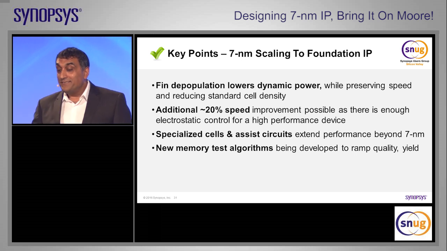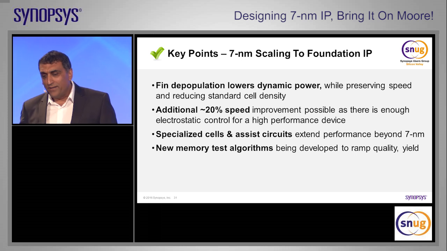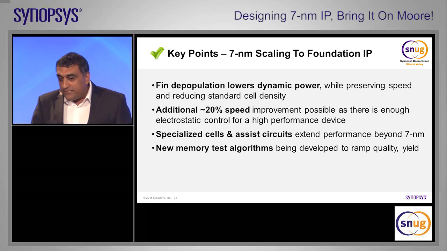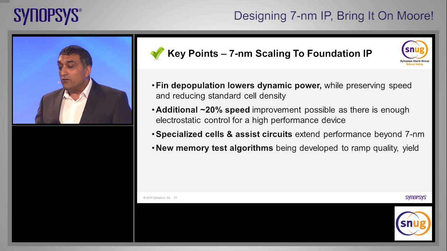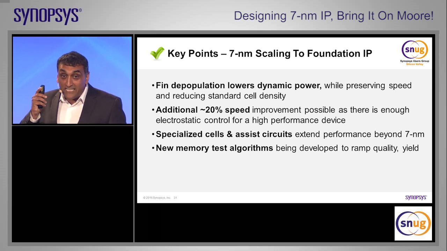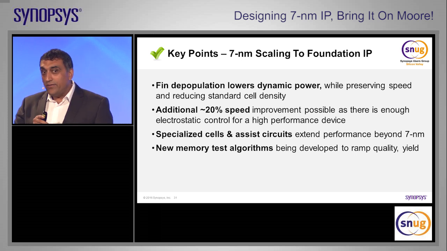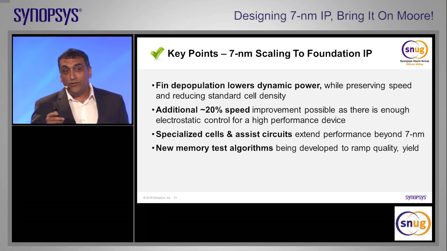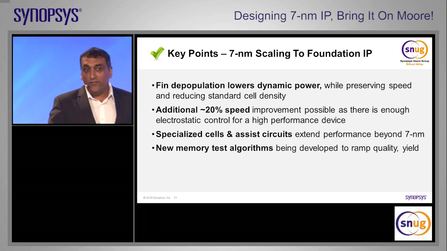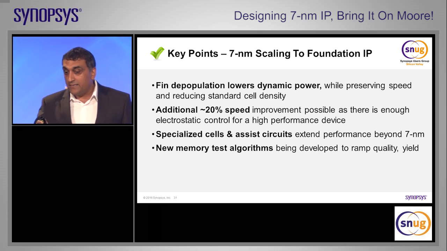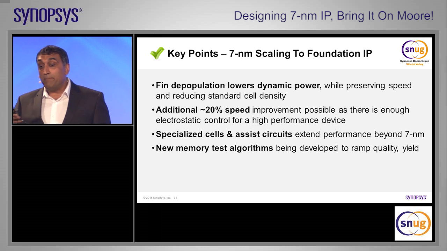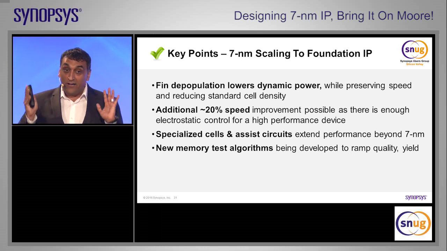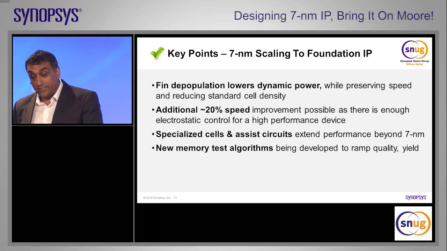You can get an additional speed improvement. As a placeholder, I've put 20% because that's what I've seen in research. And this is possible as there is enough electrostatic control, right? You're playing with the sub-threshold slope and the drain-induced barrier lowering, so 70 millivolts per decade and 50 millivolts per decade, and you're trading that off with the back end of line resistance and capacitance in order to create a high-performance device and a low-power device.